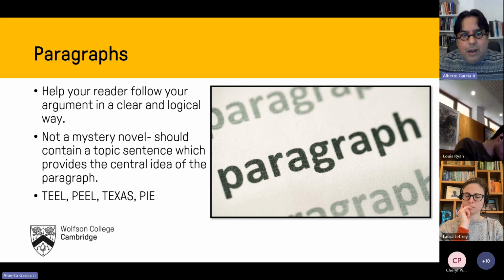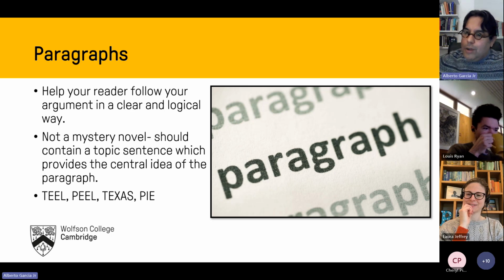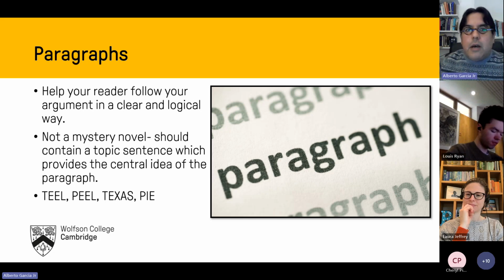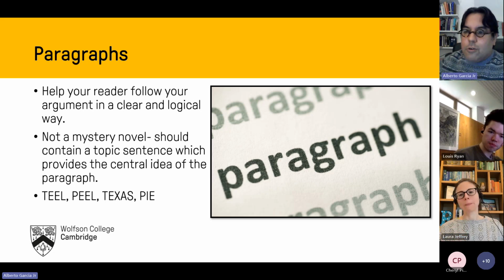I always say paragraphs are not like a mystery novel. A mystery novel will give you something and keep you in suspense until the very end, and then you go, aha, this is the killer, especially if you like Clue. Was it Colonel Mustard in the library with a candlestick? No, you have to help your reader know up front what this paragraph is about. Why am I reading this? And so thinking about paragraphs as these types of mini arguments or chunks of thinking can help you structure your paragraph, and we might even say your larger piece as a whole.